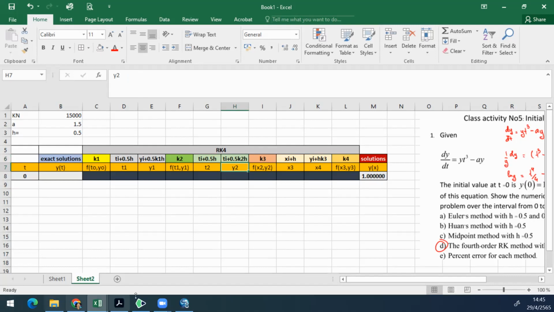This table comes from the formula of the Runge-Kutta method of the fourth order. It is like this. This is the formula for the Runge-Kutta method of the fourth order.